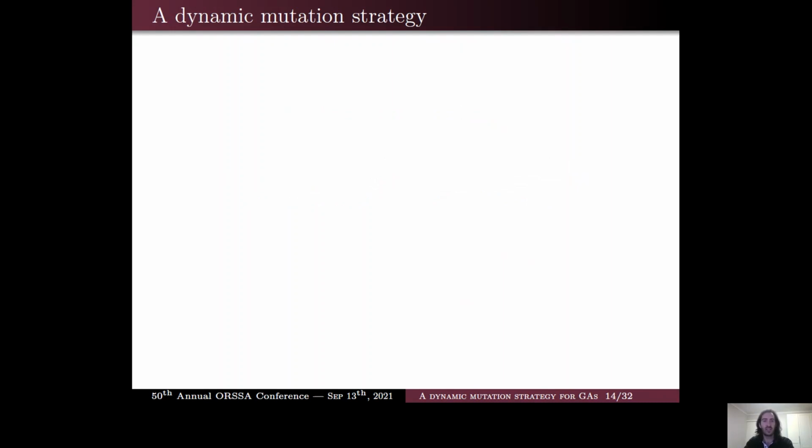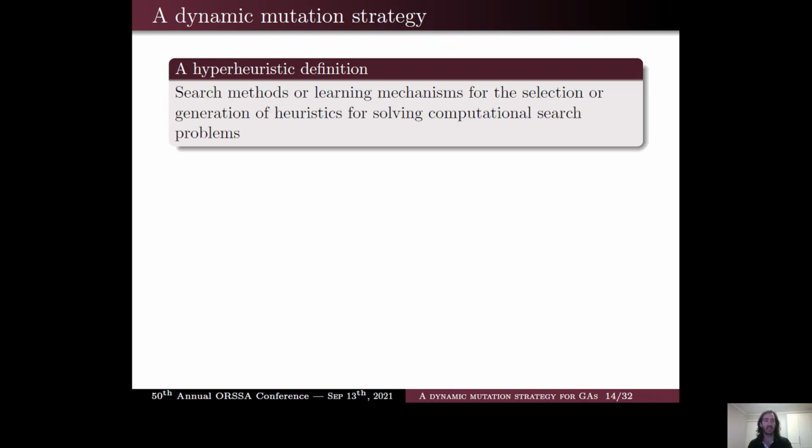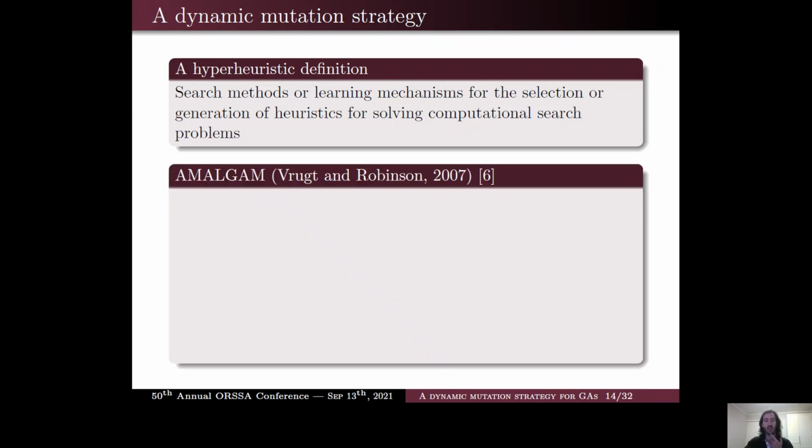The dynamic mutation strategy that was adopted follows the notion of a hyperheuristic approach. A hyperheuristic is basically a heuristic for finding other heuristics or using other heuristics, but more formally stated, a hyperheuristic is a search method or learning mechanism for the selection or generation of heuristics for solving computational search problems. The AMALGAM concept introduced by Vrugt and Robinson was utilized in designing this approach. The basic notion of AMALGAM is that it is a selective hyperheuristic with a perturbative nature.